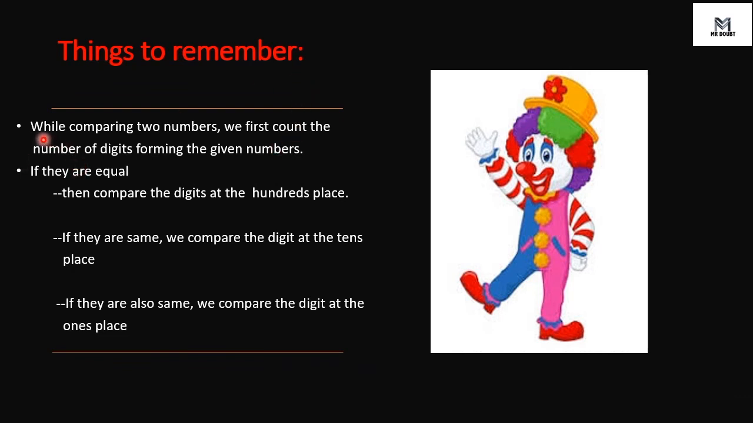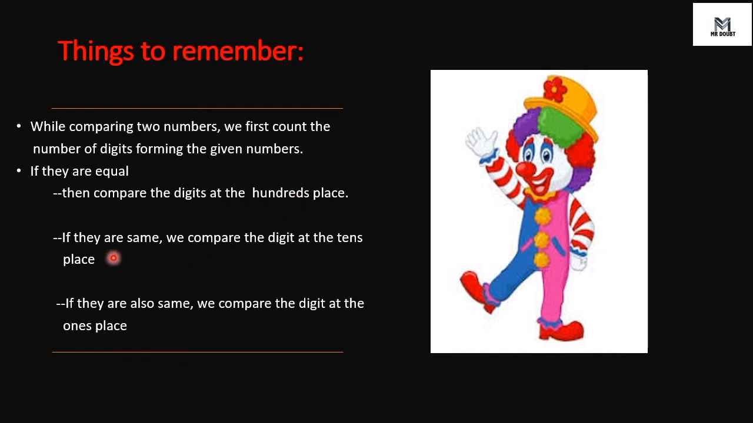Okay? Now see, while comparing two numbers, we first count the number of digits, right? We first count the number of digits if the digits are not equal. I'm talking about if the number of digits in two given numbers is not equal, then the number having more digits is greater than the number having lesser number of digits, right? And if the digits are equal, then we have to compare the digits at hundreds place, right? So the digit at hundreds place will decide whether your whole number is greater than or less than the other number.